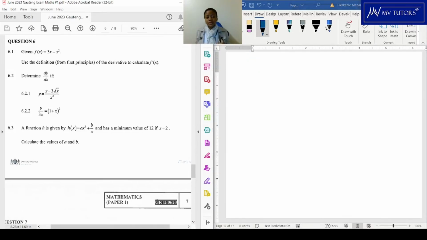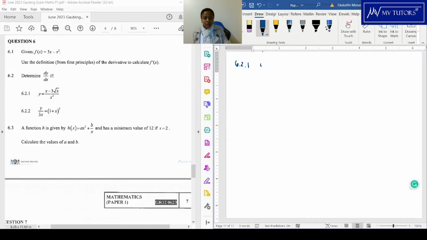All right, 6.2, determine dy dx. In other words, determine the rate of change of y in terms of x. So if ever you hear rate of change, think about determining the first derivative. dy dx, determine the first derivative. f prime x, get the first derivative. That's just another way of saying it. So let's determine dy dx for 6.2.1.